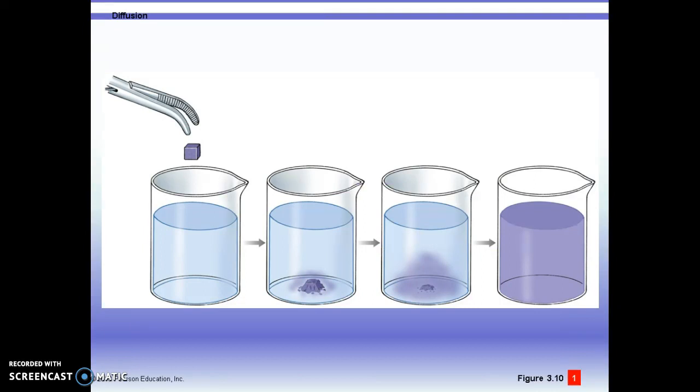This picture is a picture of diffusion. In diffusion, let's say this is Kool-Aid, and it's a hard cube of Kool-Aid, and it's in high concentration because it's a cube of Kool-Aid. And when you put it in water, those Kool-Aid molecules are going to diffuse or move passively from high concentration to low concentration, and eventually it will look the same throughout. Remember, the Kool-Aid is the solute, water here is the solvent, and the Kool-Aid mixture is a solution.